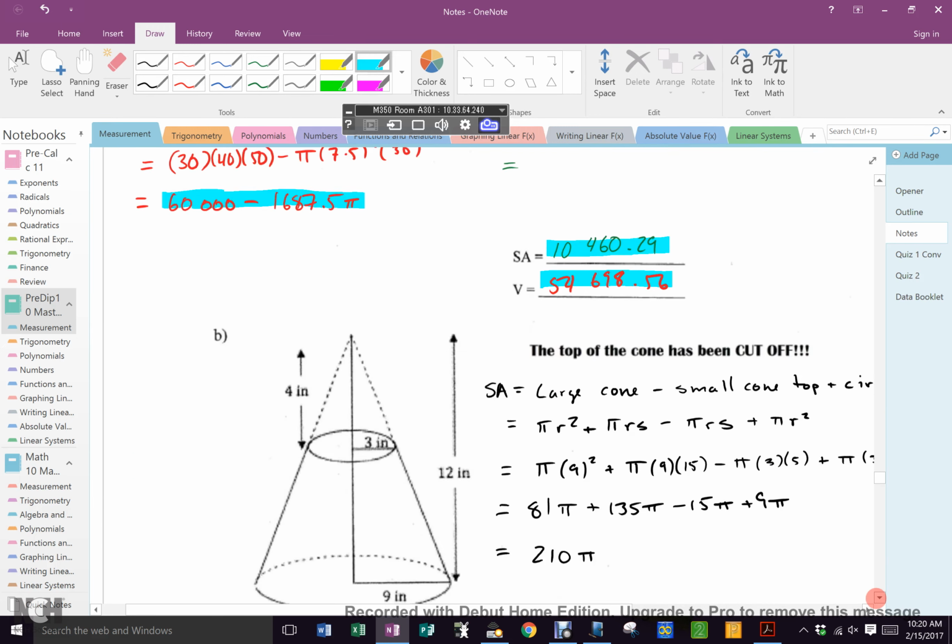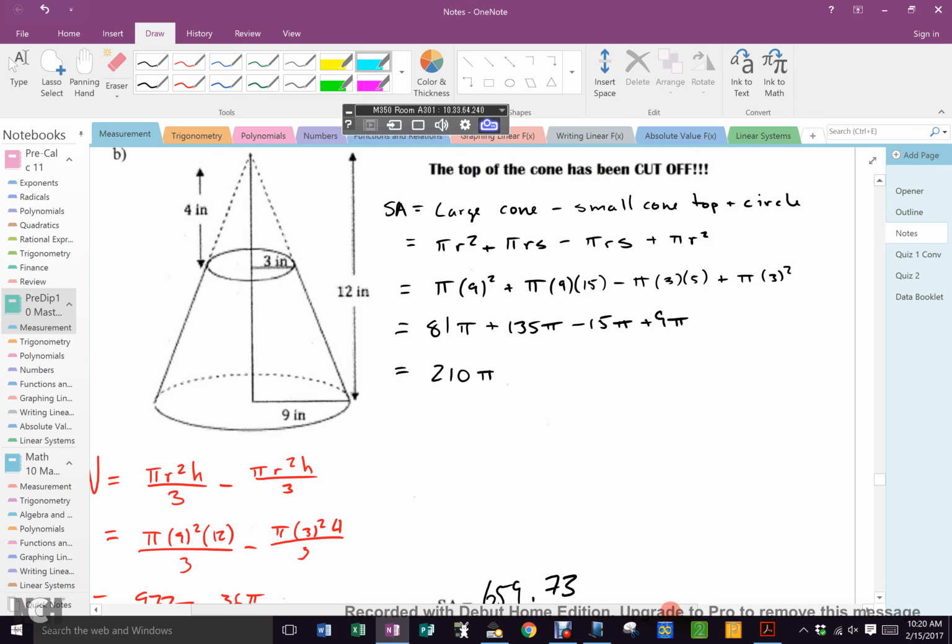Next is the cone that's been cut off, yes? So again, the surface area, if the cone were complete, it would be the large cone, yes? But I have removed the top of a small cone, but I have added this circle, yes? So I do the surface area of the big cone right there. Pi r squared, pi r slant. There it is. I take away the pi r slant of the little cone, but I still have to add the pi r squared of the little cone because I added it right there.